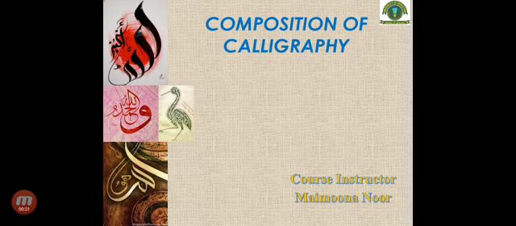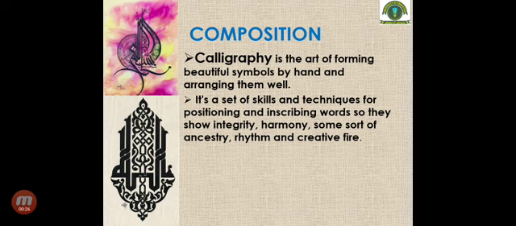Today we have a topic, composition of calligraphy. First we will discuss composition. What is composition? It is basically an arrangement of different elements, different components which we are using in painting. And if we are talking about calligraphy, that is the art of forming beautiful symbols by hand and arranging them well. It's a set of skills and techniques for positioning and inscribing words so they show integrity, harmony, some sort of ancestry, rhythm, and creative fire.